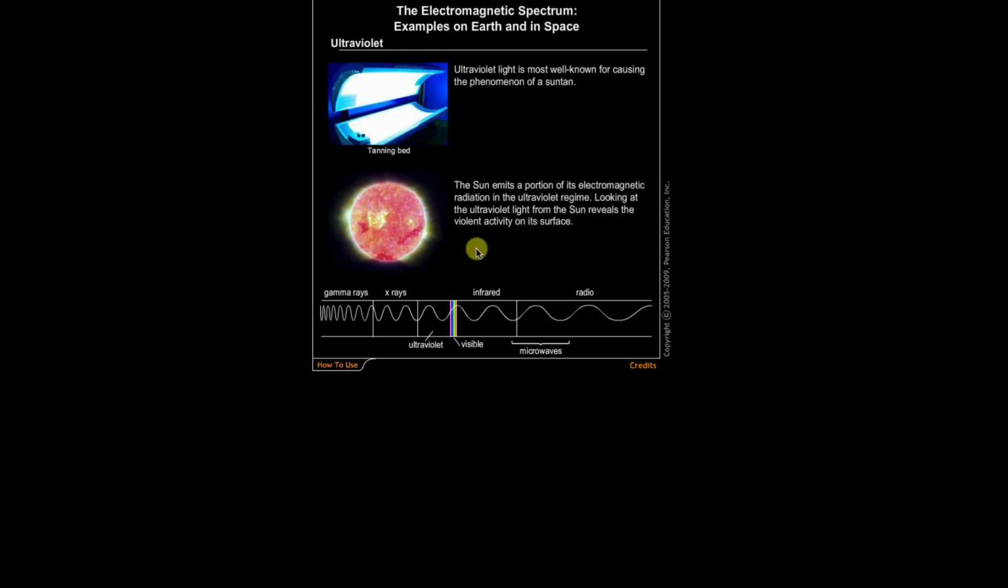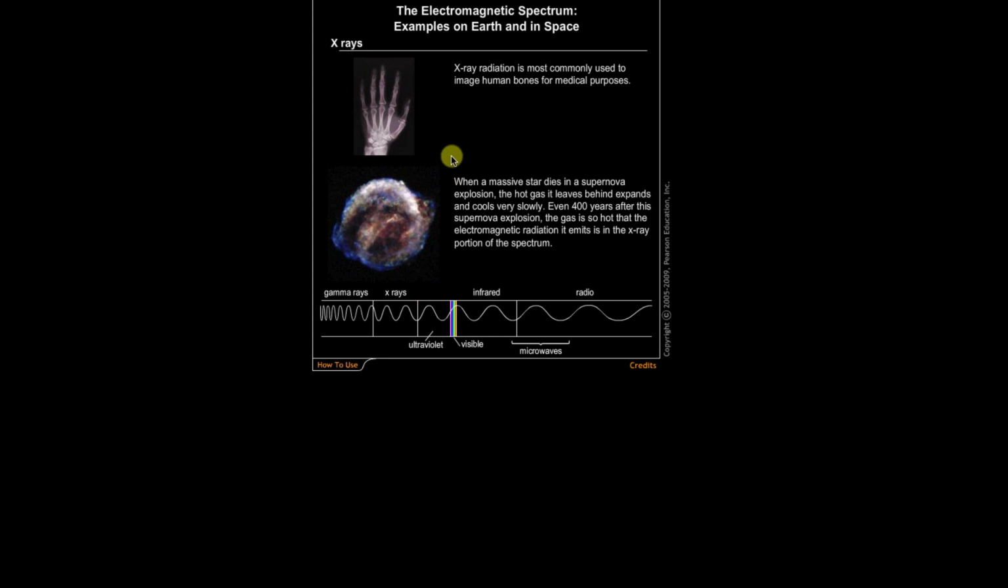Ultraviolet, for example, is given off by our sun as well, and that's what gives you suntans and sunburns. Or if you sit in a tanning bed, those light bulbs have ultraviolet light coming out of them, and they give you a tan. So you have to wear special glasses in there so you don't burn your eyes. So that's ultraviolet. X-rays come from certain sources.